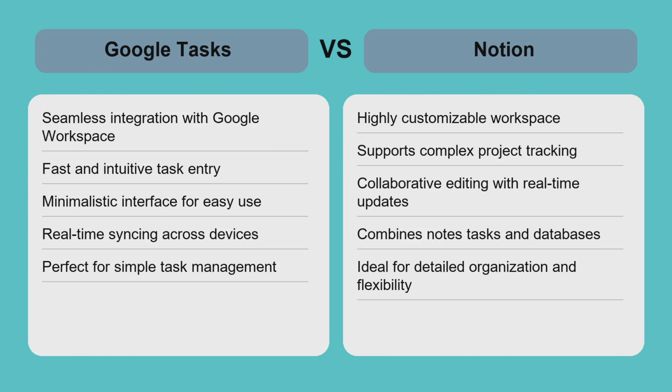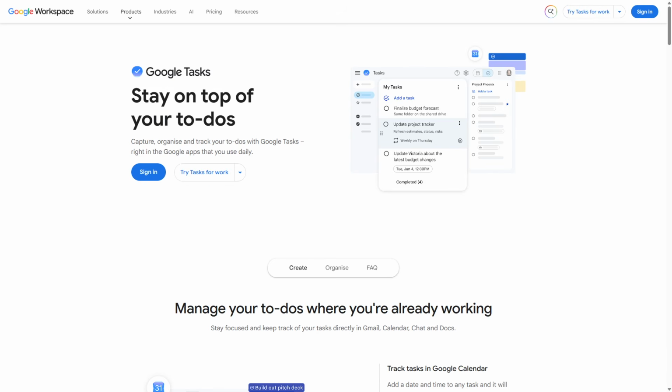For example, if you need a simple daily task list synced with your email and calendar, Google Tasks is efficient. But if your work involves managing projects, documents, and databases in one place, Notion's flexibility is unmatched. Both apps offer mobile and desktop access, but Notion's advanced features come with a learning curve that may not suit everyone. Choose Google Tasks if you want a simple, fast, and integrated task manager that works seamlessly within the Google ecosystem for everyday task tracking.